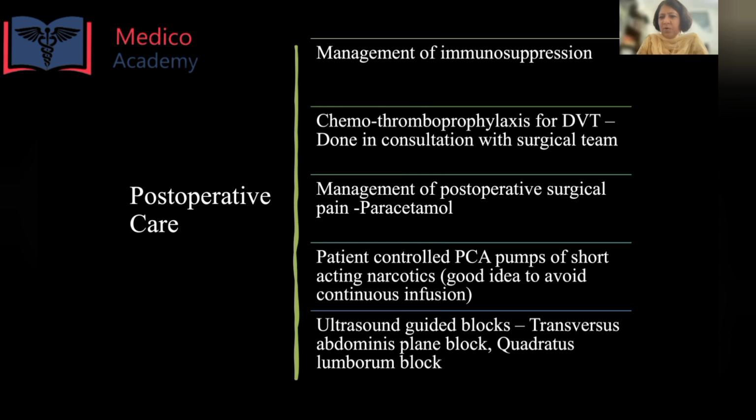Chemoprophylaxis for DVT is always done after discussion with the surgical team, because their concern for bleeding from the surgical site should always be kept in mind. 40 milligrams of enoxaparin given subcutaneously once a day is the protocol that is followed, and it is continued till the patient is completely mobile.